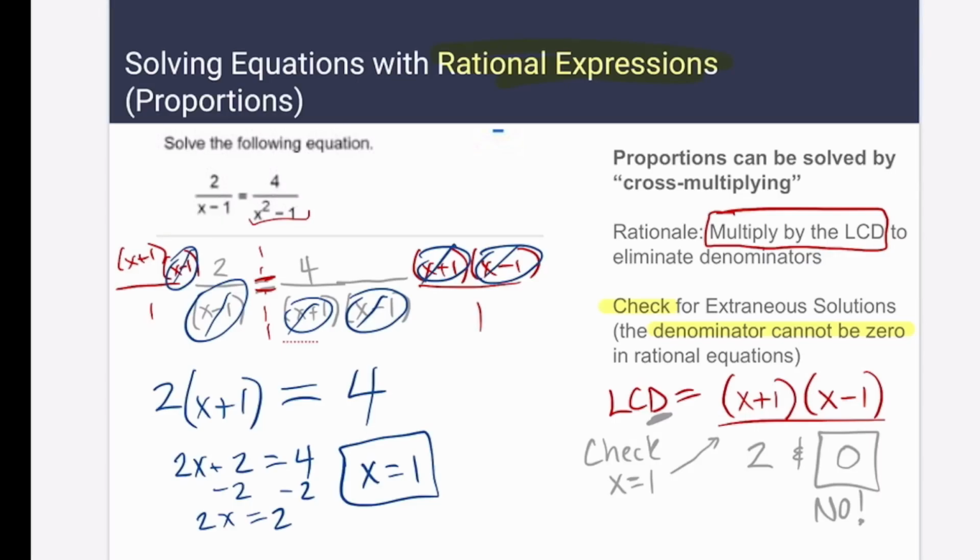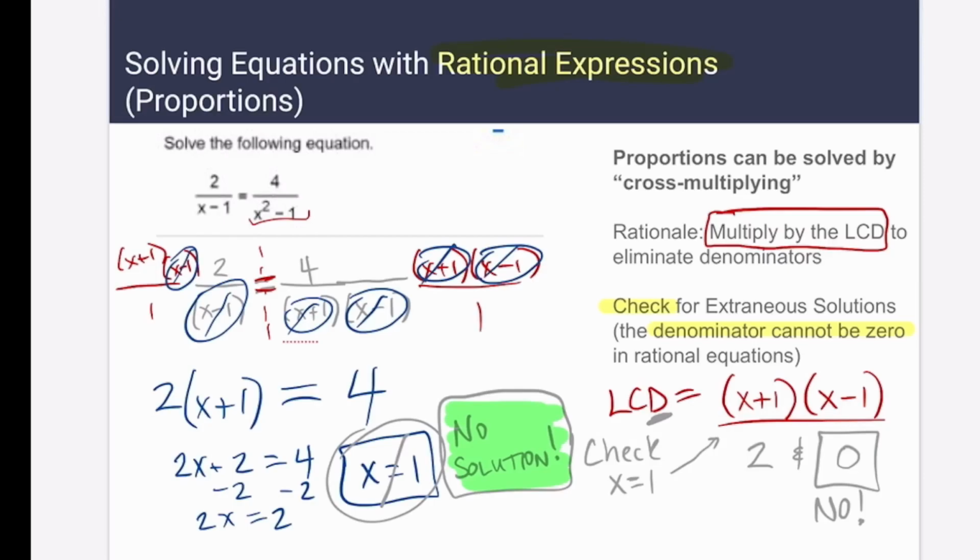So the one answer that we got is actually not valid. So this problem has no solution. So there is no answer after doing all that work. There is no solution to this because the one solution that you do have, if you plug it into a calculator, it will give you an error. So that's how you do this problem.